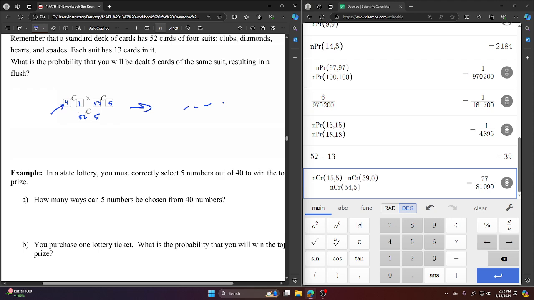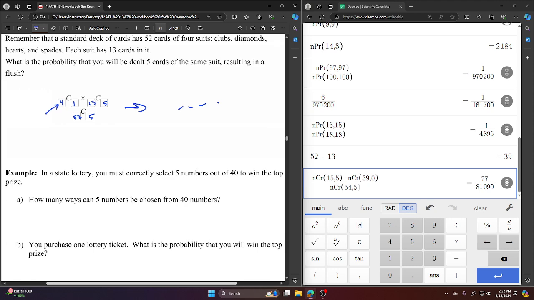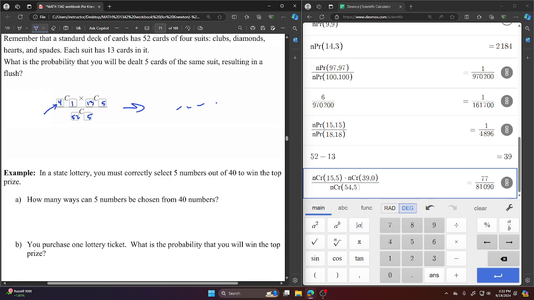Let's try it. So, is this okay what I'm doing right now? I know it's half boring. It's okay. So, selecting 5 numbers out of 40. I'm going to ask, when we're doing this lottery thing, is order important? You think yes? You think no?